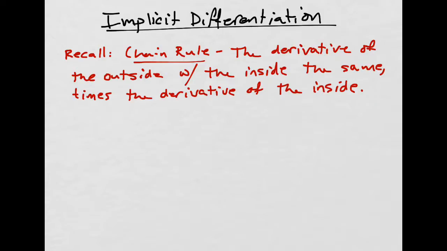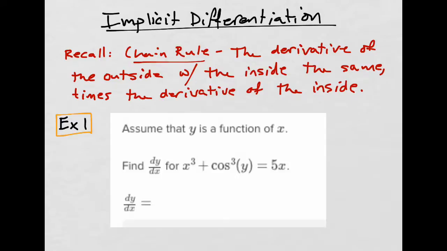Really, implicit differentiation just utilizes the chain rule a bunch of times. So the chain rule, just to reiterate, is the derivative of the outside with the inside the same times the derivative of the inside. And then there's a little bit of a caveat. But let's take a look at the first example.